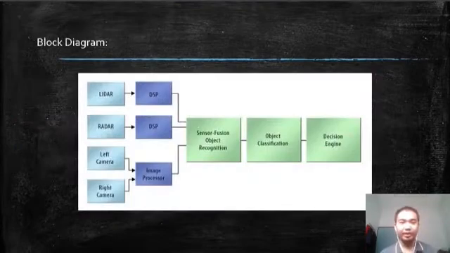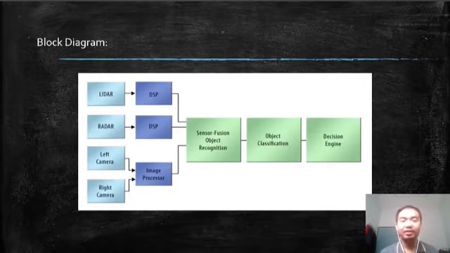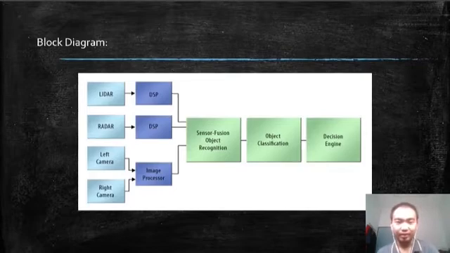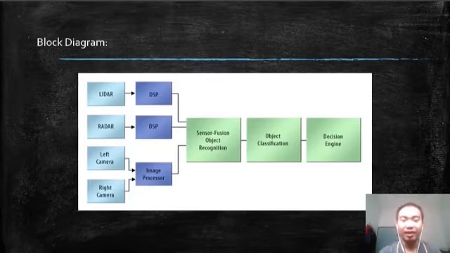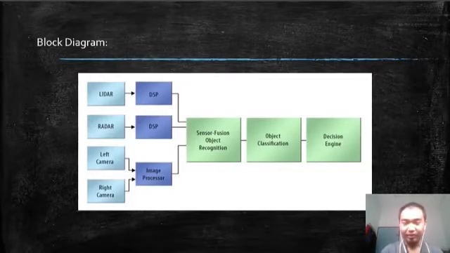You can look at the block diagram. You will see LiDAR sensors. They will send the digital signal to the digital signal processor and then to the sensor fusion object recognition. The system also has cameras. The left camera and right camera will process the image and send it to the sensor fusion objective. Then it will go to the objective classification. It will make every class, and the decision will be made by the engine.